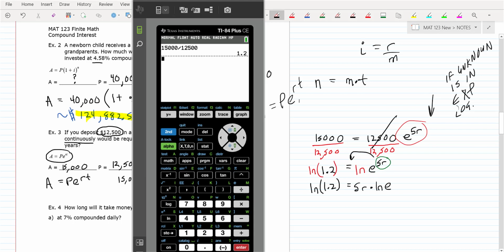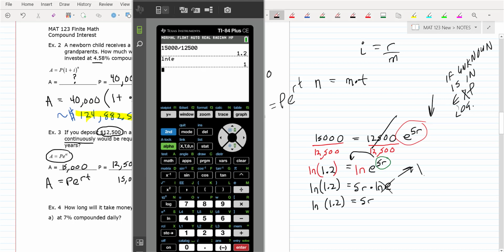If you don't know what ln e is, it's 1. You can use your calculator to check. There's your ln button. The letter e is above the division symbol, so you press ln, then second, division symbol to get ln e to come out. That ln of e is going to show up over and over again, so it's good to know that it's 1. So you would get ln of 1.2 equals 5r, because that thing right there just gives you 1.